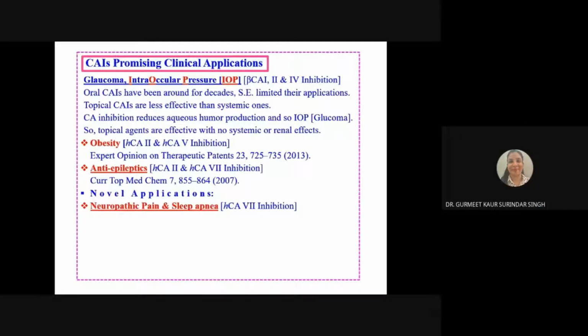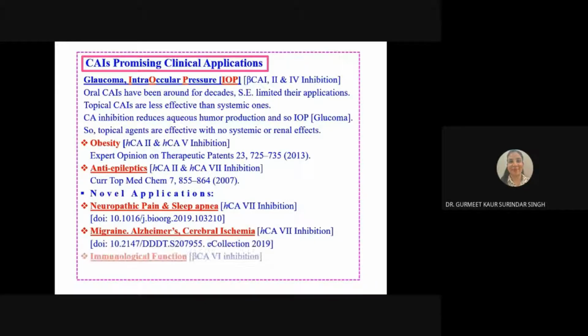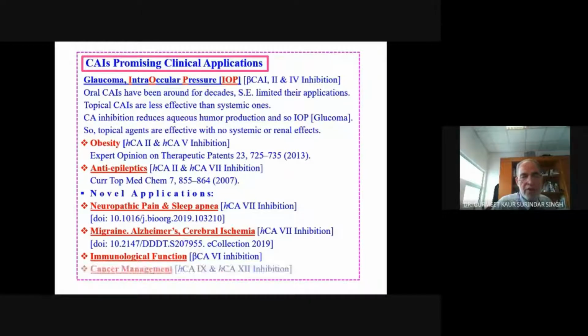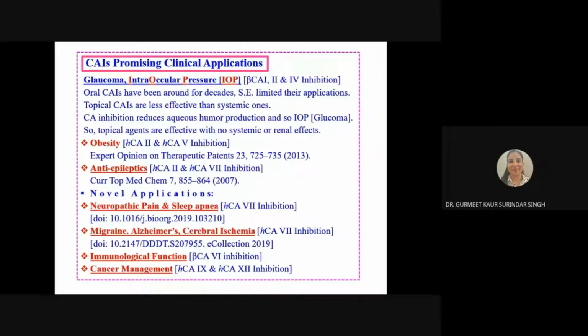Recently, there are some publications regarding neuropathic pain and sleep apnea, and also Alzheimer's disease and cerebral ischemia, and also immunological function. And the last topic, which is our area of interest, is against cancer by using inhibition of mainly carbonic anhydrase 9, and to some extent carbonic anhydrase 12.